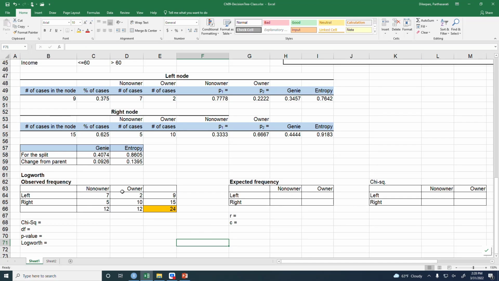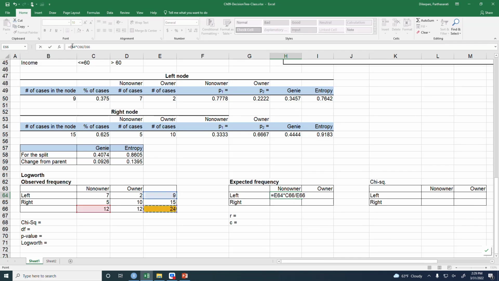Now, the expected frequency: if they are not pure, if the split is not doing us any good at all, then that's what would be the expected frequency. Expected frequency is given by the row total times the column total divided by the grand total. Now, by doing some absolute referencing, we can copy this formula for the rest of the 3 cells.